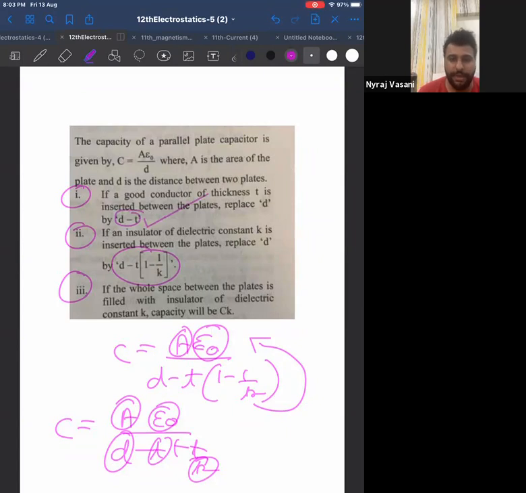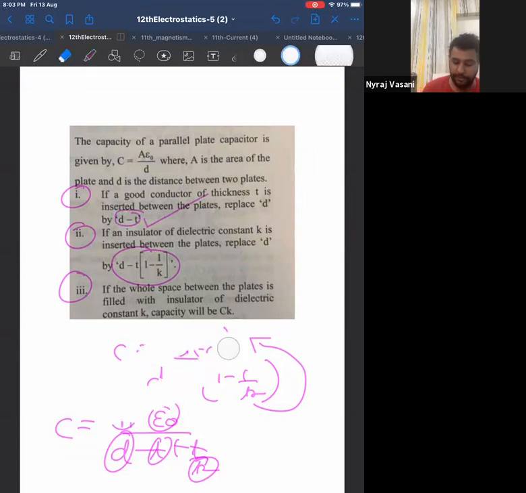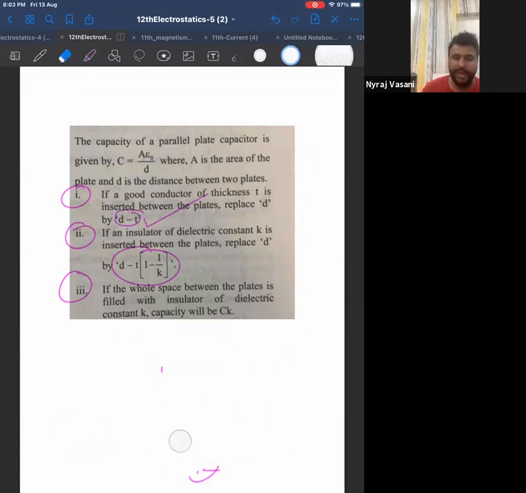Okay. Now, since I'm on this page, let me tell you, by mistake, like Malhar told, you took the next scenario. You know, for any metal or any good conductor, K is infinity. So when you put K equal to infinity, you will automatically come to the same formula.